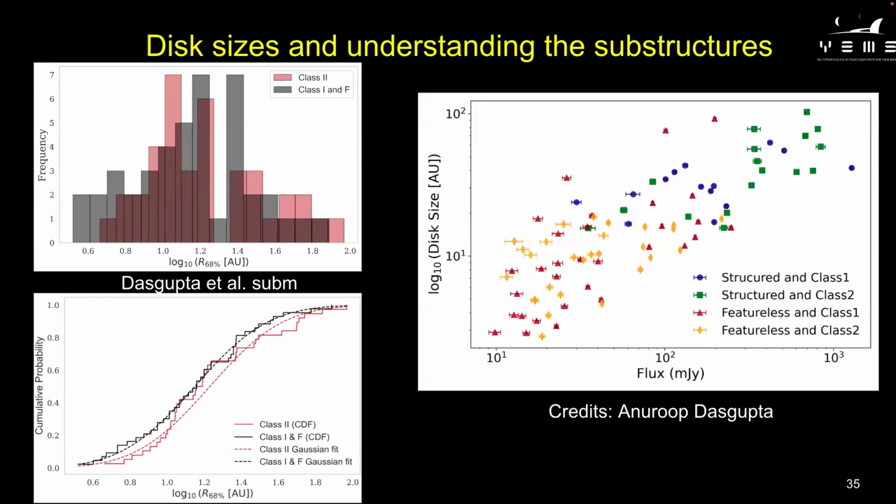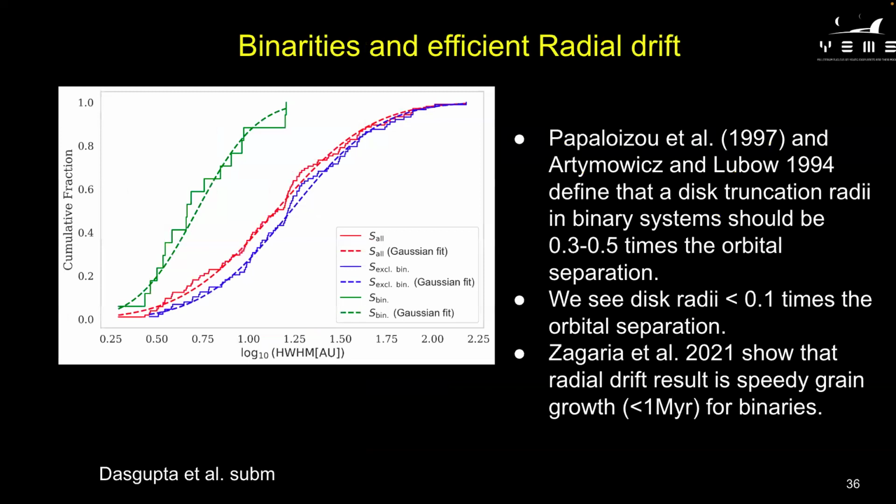And again, when we look at the images, in the image plane, we are not seeing featureless disks here. We see a lot of structured disks which are class 1 systems, and there is not much division. Two different distributions is not what we are seeing. So this is one of the results.